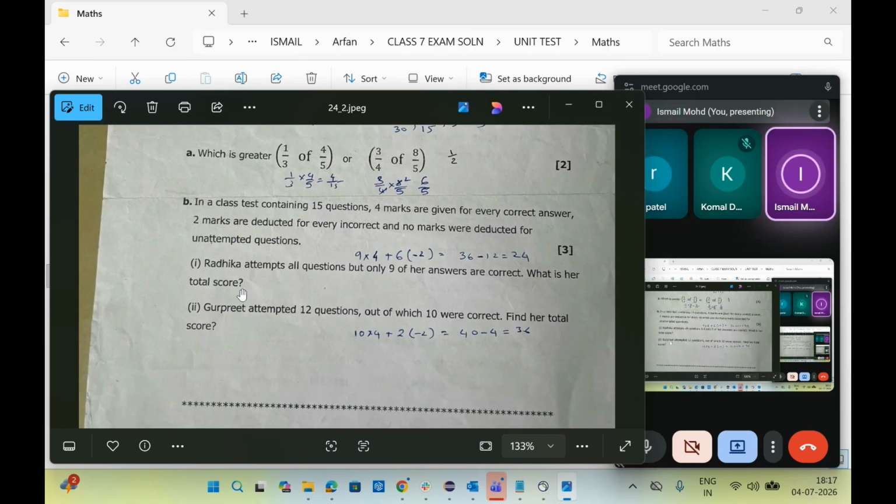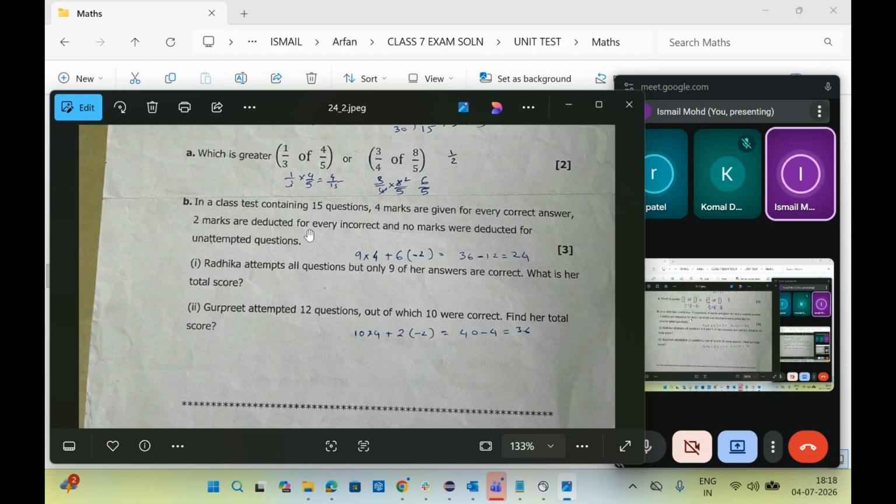This type of question will come definitely. So concentrate more on it. In a class, 15 questions are there. 4 marks for correct, 2 marks deducted for wrong, and 0 marks for unattempted. Radhika attempts all questions, meaning 15 questions. She attempted 15 questions, but only 9 are correct. So for 9, she got 4 marks each: 9 into 4. Now, how many wrong did she attempt? 15 minus 9 is 6. Plus 6 into minus 2 marks, because for a wrong answer, it is deducted.